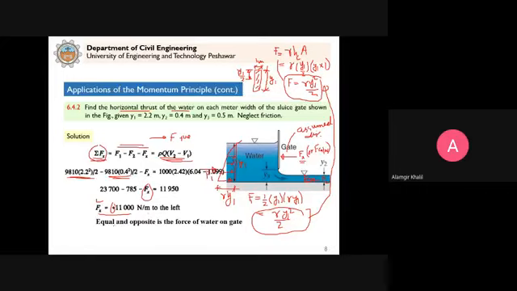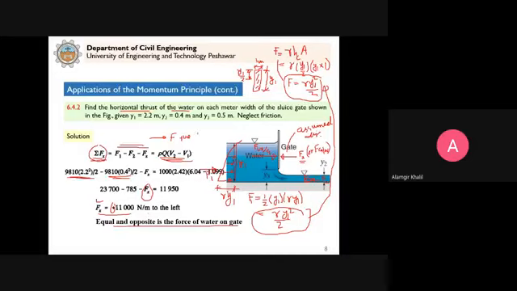Then equal and opposite is the force of water on the gate. So what will be the force of water on the gate? That will be equal and opposite to that. This is how we calculate the force of fluid on the body. So the force of water on the gate will be equal and opposite to this force.